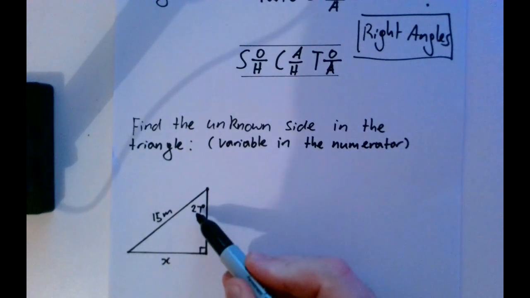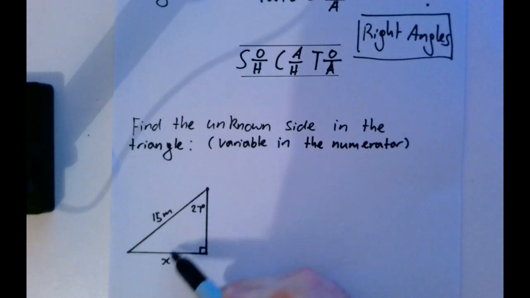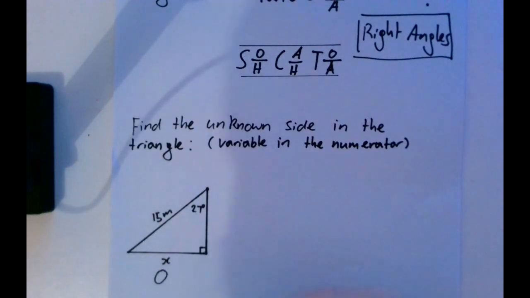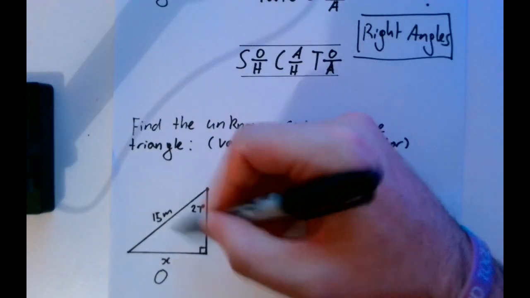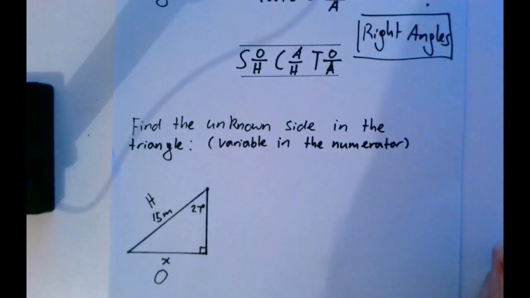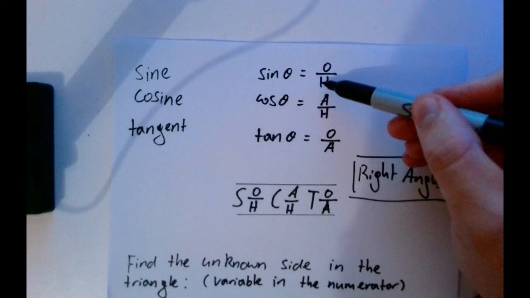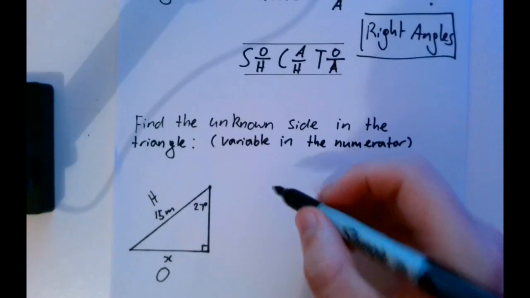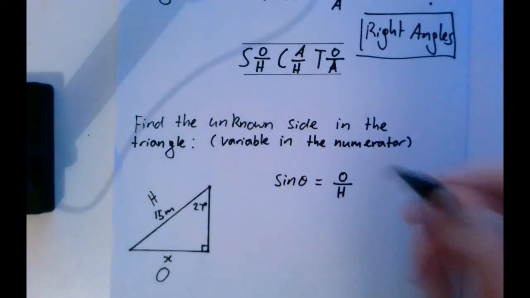So you notice here, in relation to 27 degrees, our x is opposite that angle. Across the triangle, it is opposite. So we're going to label that with an O. Our other piece of information that we're given in this diagram is the length of the hypotenuse, which is 15 meters. So we can straight away label that as the hypotenuse. We only have two pieces of information here, an opposite and a hypotenuse. If we come back up here, using Sohcahtoa, the only one that has opposite and hypotenuse in it is sine of theta. So we have sine of theta is equal to opposite over hypotenuse.